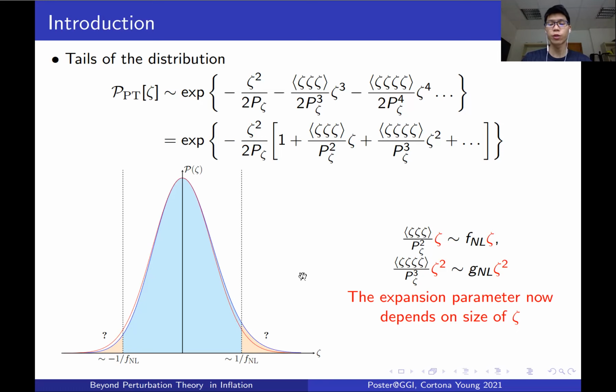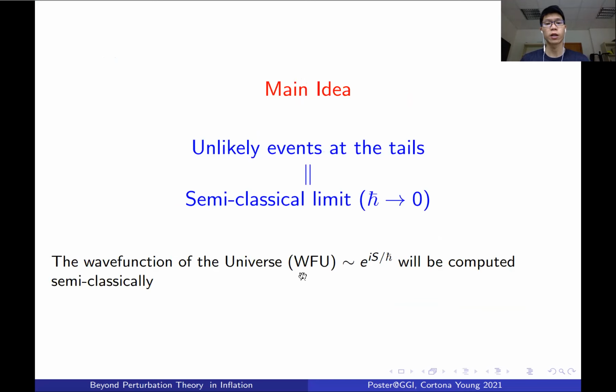So now we propose that the way to do the calculation at the tail of the distribution has to be in a semi-classical way. Later on we are going to compute this object, the wave function of the universe, in the semi-classical limit, because going to the tail means you are going to have the unlikely events at the tails.